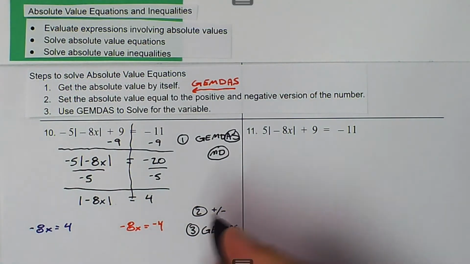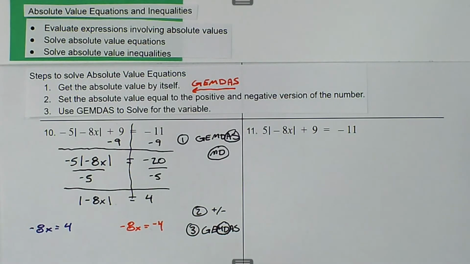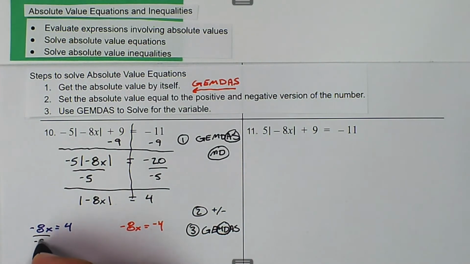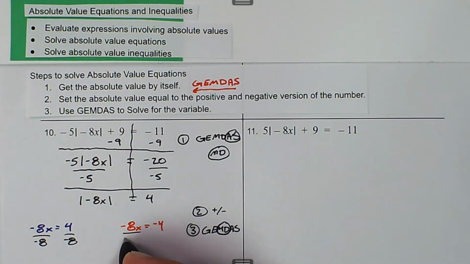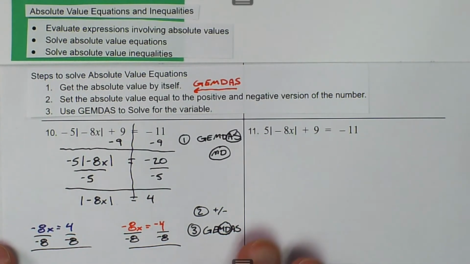So here we have multiplication. So we're going to undo the multiplication by using the inverse operation, which is a division. So we divide by -8, divide by -8, and we can see that we do the same operation to both sets. And our 8's cancel, we're left with just x equals -1/2. And here x equals 1/2.